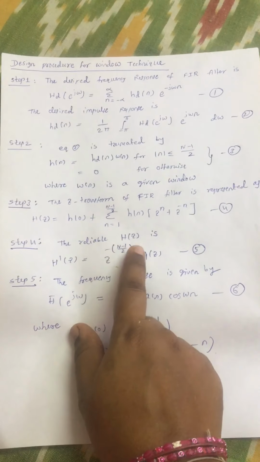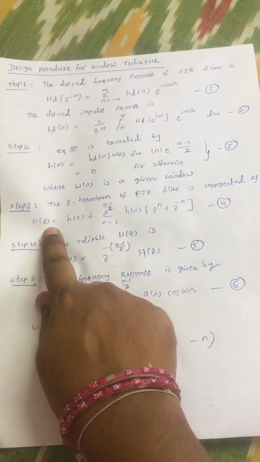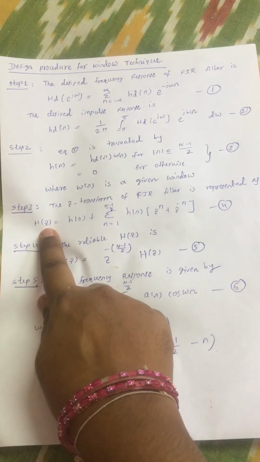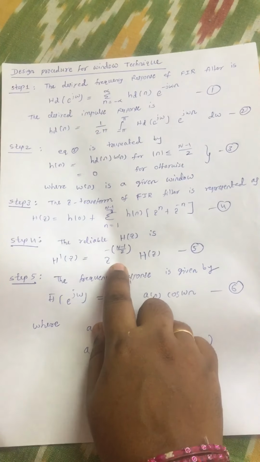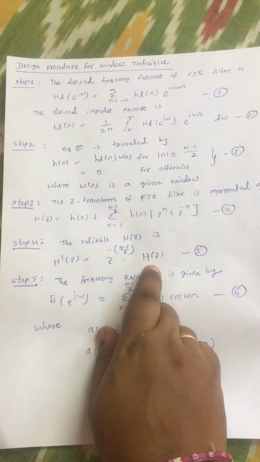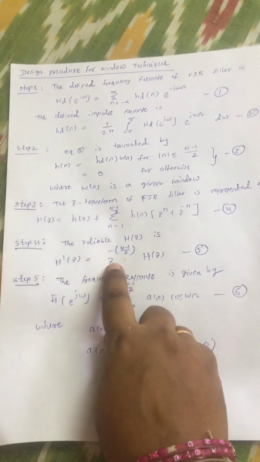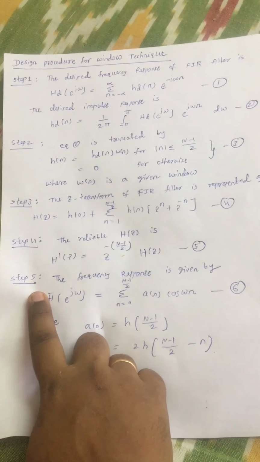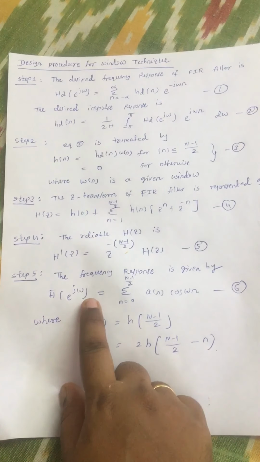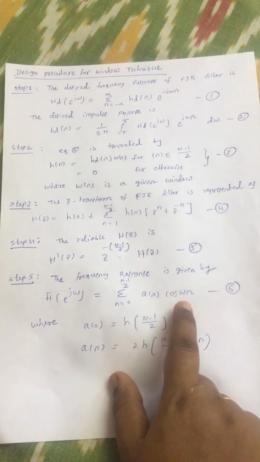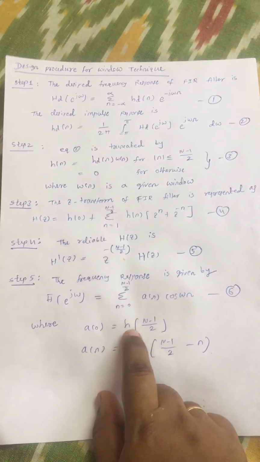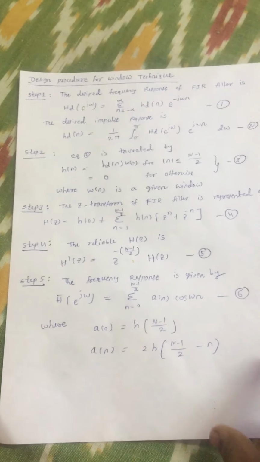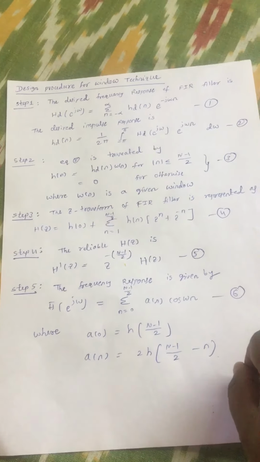Step 4, the reliable H(z). Whatever H(z) you get in step 3 is not reliable, meaning not accurate. To get the accurate value of H(z), we multiply H(z) with z^(-(N-1)/2). That is step 4. Next step 5, the frequency response is H bar of e^jω = summation of a(n) cos ωn, where a(0) is h((N-1)/2) and a(n) is 2h((N-1)/2 - n). These 5 steps are the design procedure for the window technique.